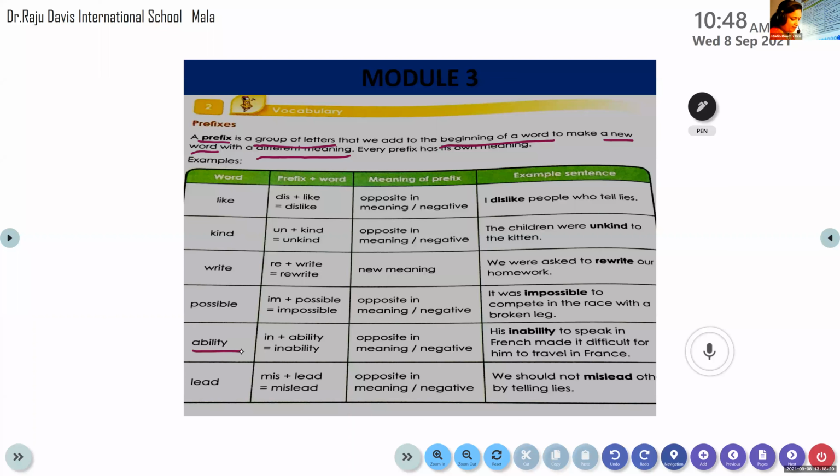made it difficult for him to travel in France. Yes. Inability means to not be able to do something. Ability means to be able to do any particular work. The antonym of ability is inability. His inability to speak in French made it difficult for him to travel in France. Inability means not having the ability to do something, not being able to do something.